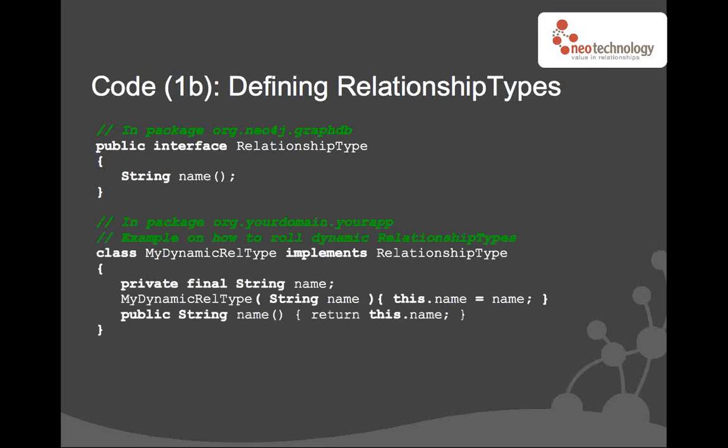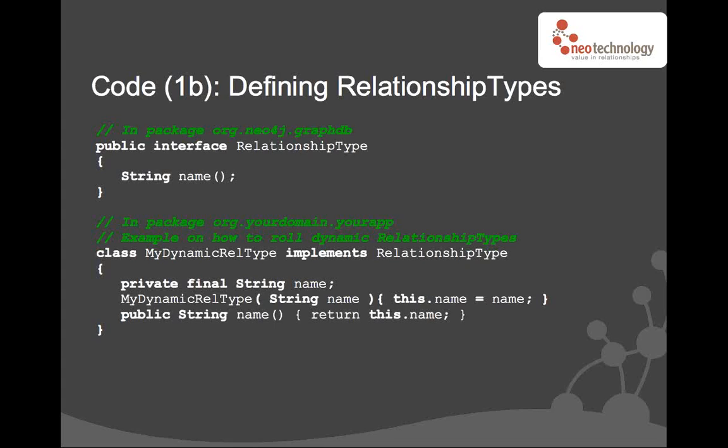So, for example, if you wanted to be completely dynamic and not define your relationship types upfront, you can roll your own completely dynamic relationship type. And actually, as of recently, we shipped with a relationship type implementation called DynamicRelationshipType, which is very similar to this simple 3-line class that I've outlined here. But basically, as you can see, it's a very simple implementation. You pass in the name in the constructor, and that's it.